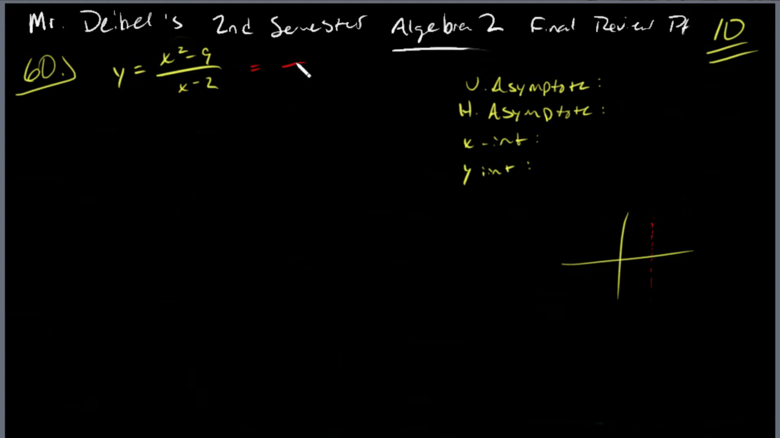We need to find what x values give undefined values, and to do that, just set the denominator equal to 0 and solve. So we set the bottom equal to 0 and solve. Let's go ahead and do that. So we've got x minus 2 equals 0, as we set the denominator equal to 0. You want to add 2, and you're going to get x equals 2. All right, there is your vertical asymptote.